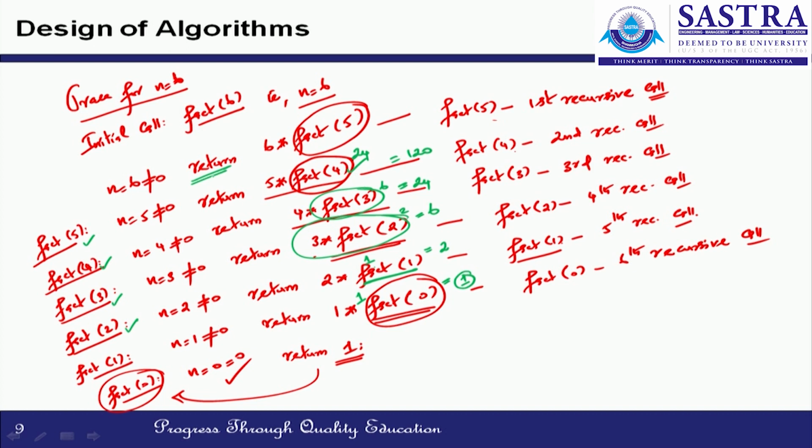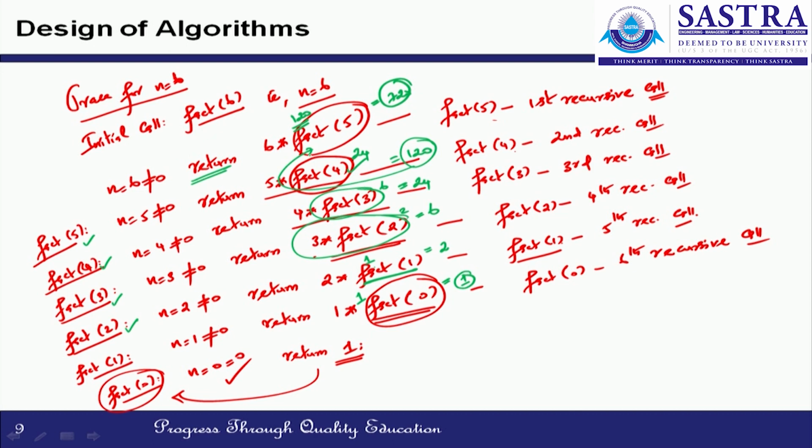the initial call, right. Fact of 6 invokes the statement return 6 into fact of 5. Fact of 5 has been computed as 120, so 6 into 120 is evaluated. Fact of 5 is evaluated as 120, and that value is returned here. So returning fact of 5 as 120, 6 into 120, 720, 720 is returned to the calling place, right?